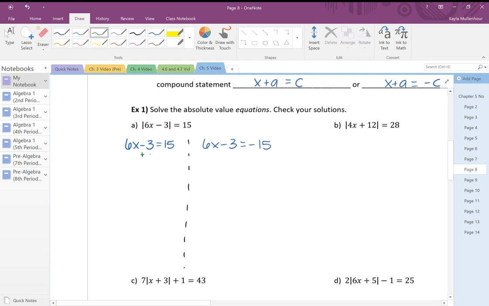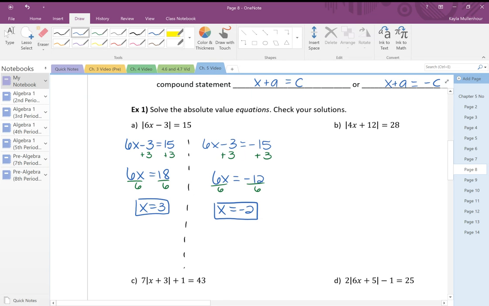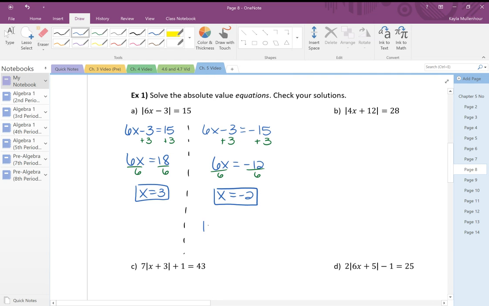For the first one, add 3 to both sides and you get 6x equals 18. Divide both sides by 6, and x equals 3. There's one of your answers. On the other side, add 3 and you get -12, then divide by 6 and you get -2. It's okay to get a negative answer, because we plug in -2 where the x is: 6 times -2 minus 3. 6 times -2 is -12, and -12 minus 3 is -15. The absolute value of -15 gives us positive 15. So again, you're going to have two answers for absolute value equations.